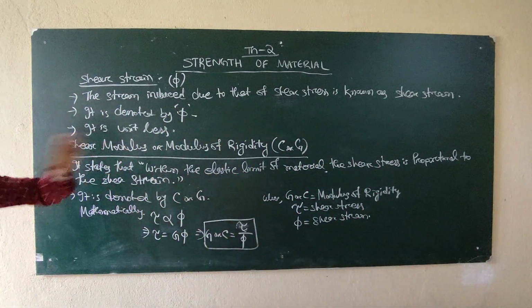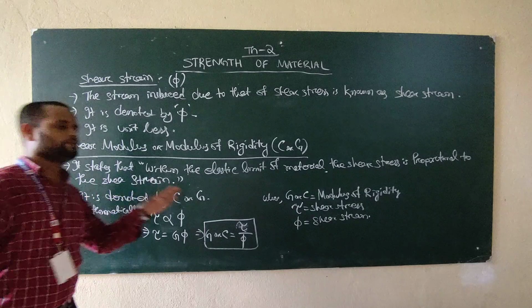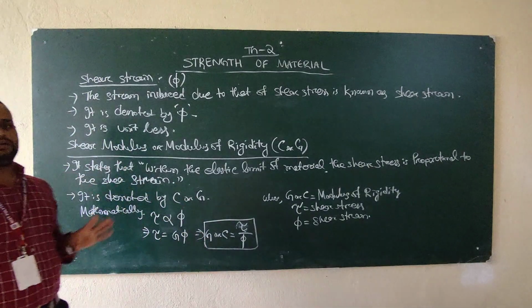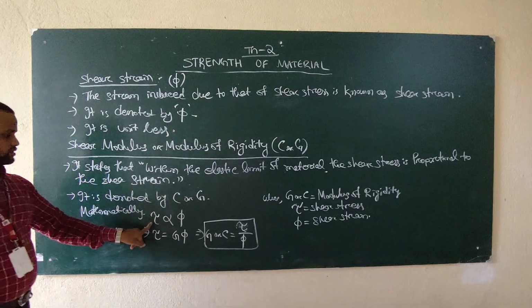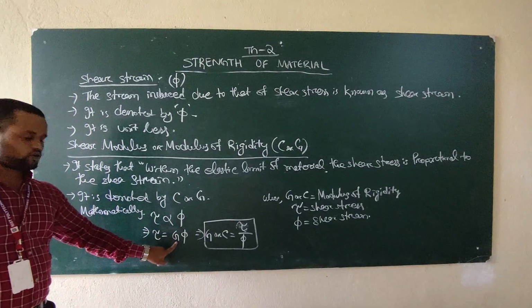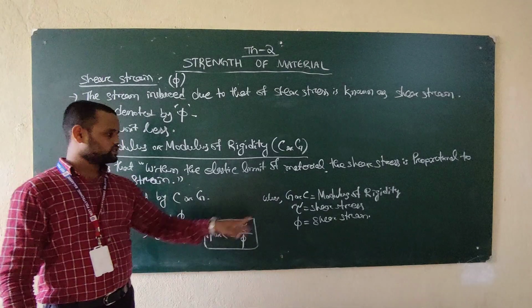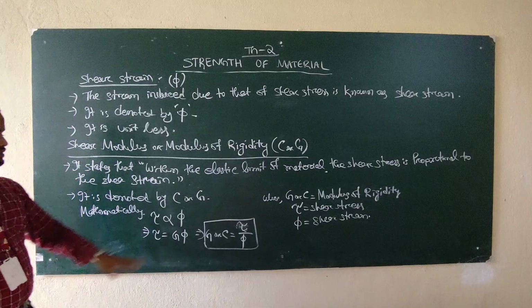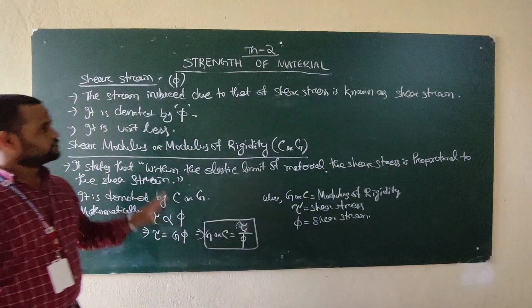What is shear modulus, or modulus of rigidity? Within its elastic limit, the shear stress is directly proportional to the shear strain. So shear stress tau to shear strain phi, equalized, one constant comes. This constant is known as modulus of rigidity, equal to tau by phi.